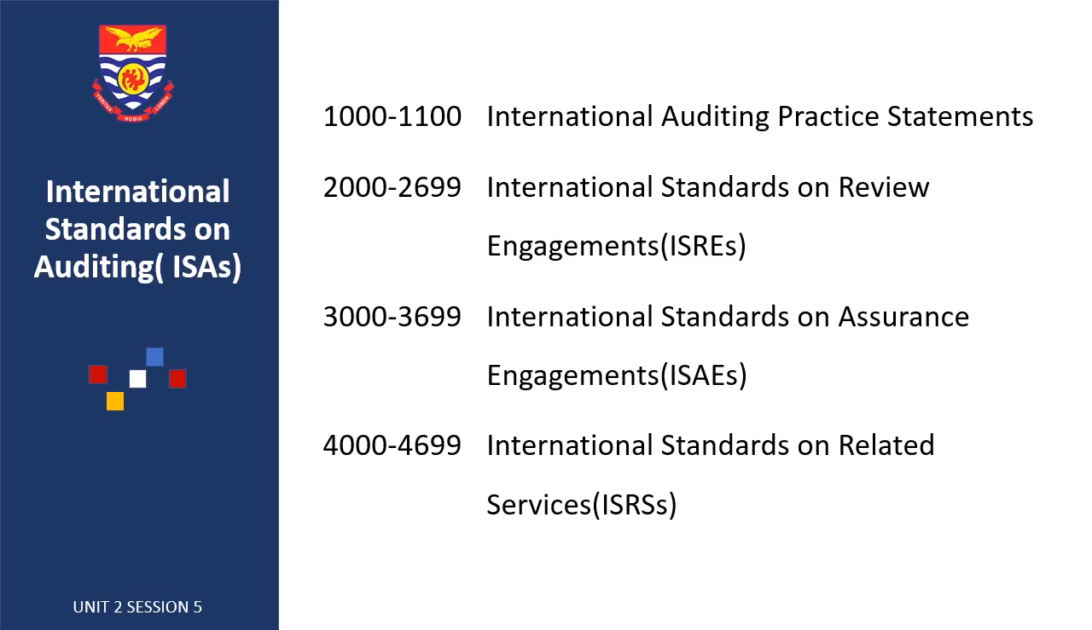2699, talk about the international standards on review engagement. So when you are the auditor, you have been called to review certain work done by others. There are standards on that, how to go on the review engagement. So then we have from 3000 to 3699, talk about the international standards on assurance engagement.